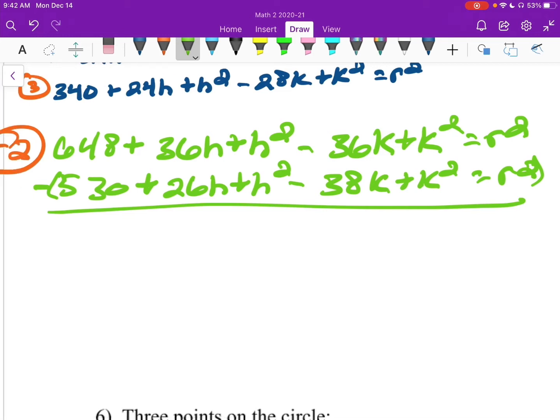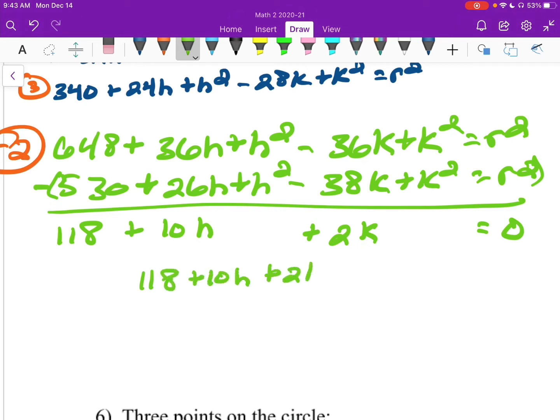So 648 minus 530 gives me 118. 36 minus 26 gives me 10. H squared minus h squared gives me 0, so I'm not even going to write that down. And then I have negative 36k minus negative 38k, and I get plus 2k. And then I subtract my k squareds and I get 0. And then I subtract my r squareds and I get 0. So this whole big equation reduces down to 118 plus 10h plus 2k equals 0, which is a lot easier to deal with.